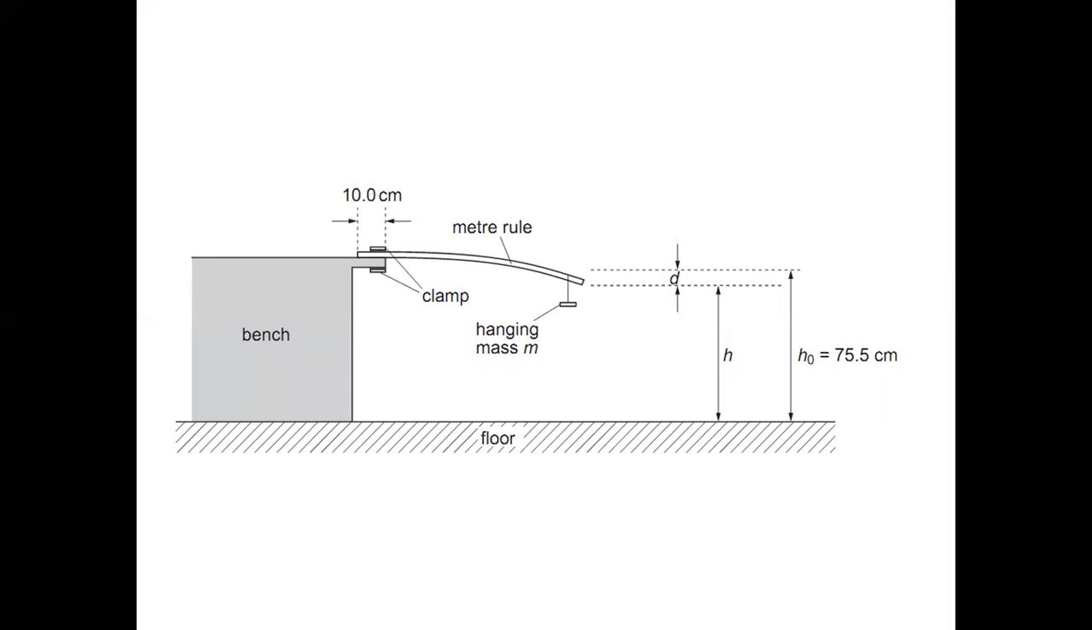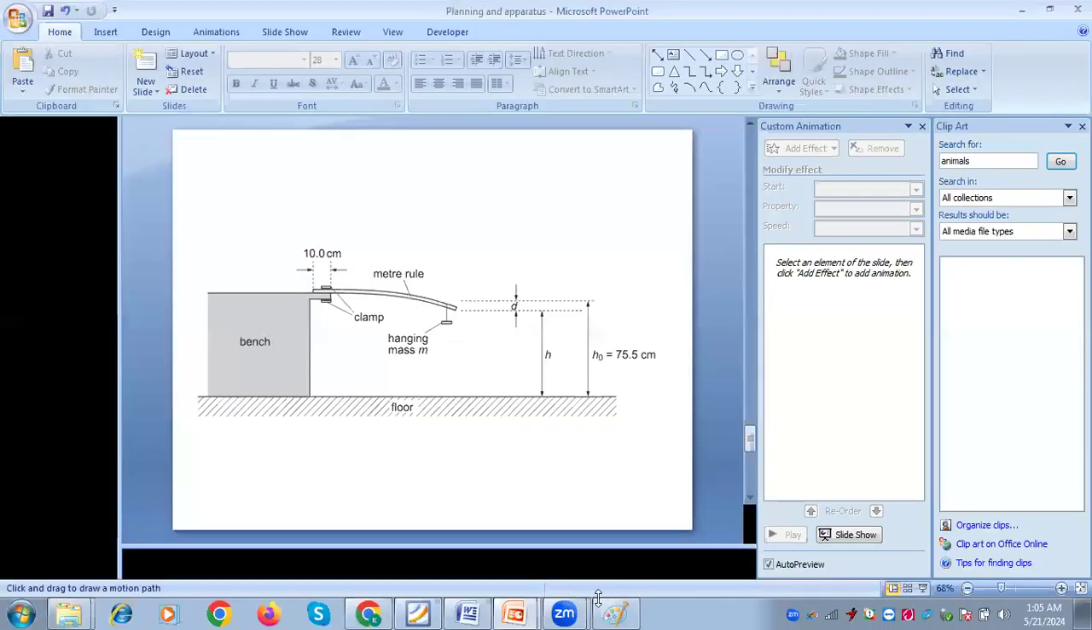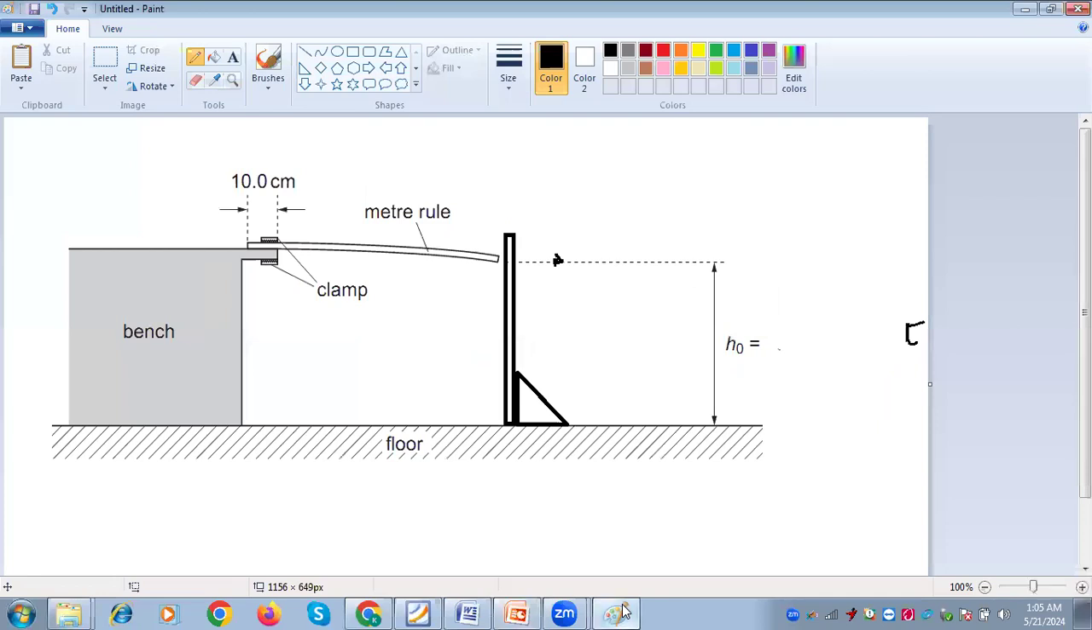Okay, so what will be this d? The value of d will be h naught minus the new height. That new height will, of course, be less than this. So the positions are noted and this d is calculated.